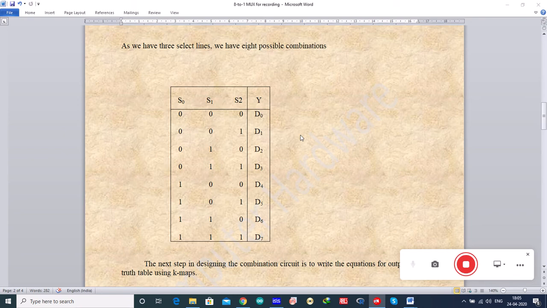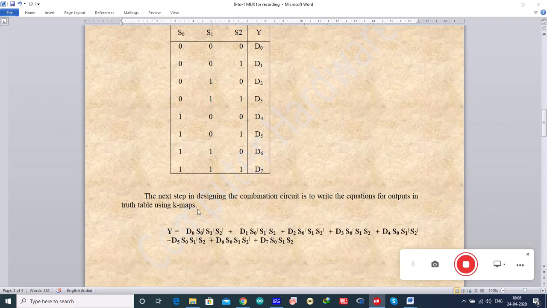Once you have the truth table, the next step is to write the equation by using the K-map. But here there is no need to use K-map. We can directly write the equation. I have written the equation here. You can see Y is D0 into S0 complement, S1 complement, S2 complement. For zeros we have written complement, plus D1 into S0 complement, S1 complement, S2, because S2 is 1. This way the entire equation is written.